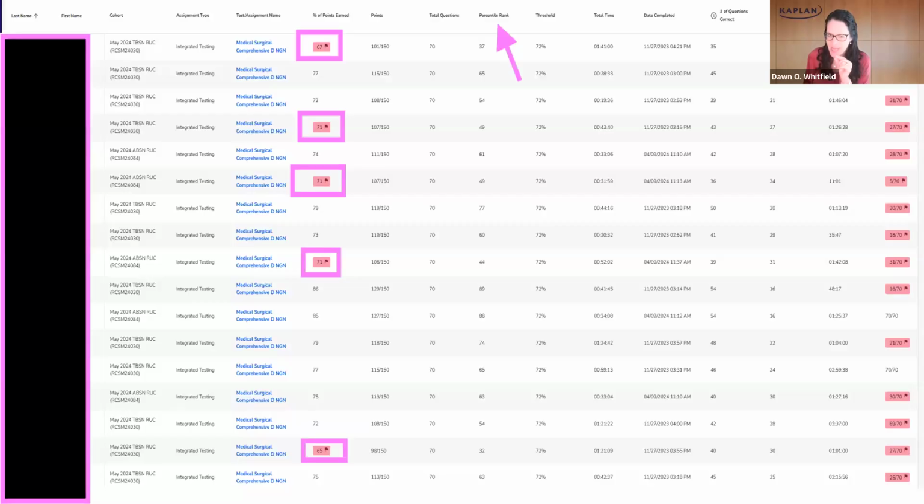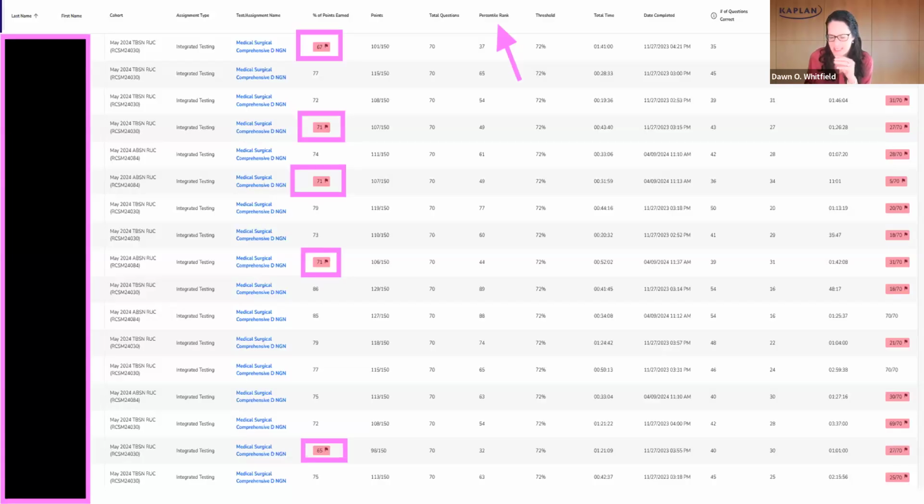Not only are they flagged, but faculty can see where they're falling within the percentile ranks, and students are able to see this on their end as well. So this particular student is scoring at a 37th percentile rank, and we have a 44th percentile rank. Even down below, we have a 32nd percentile rank nationally.